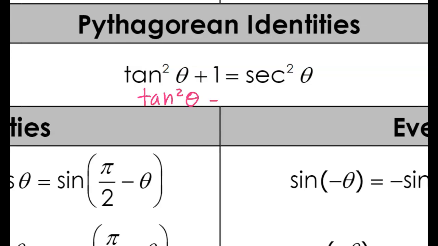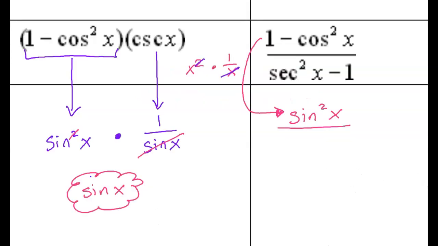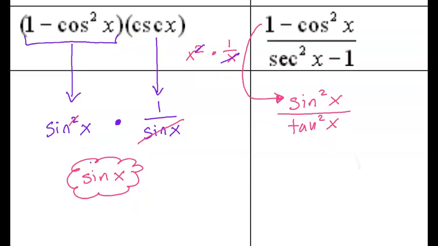tangent squared of theta is equal to secant squared of theta minus 1, which is exactly what we had in our problem, secant squared of x minus 1. So this identity claims that secant squared of theta minus 1 is equal to tangent squared of theta. So in my problem, secant squared of x minus 1 is the same as tangent squared of x. So now, another solid move is, I'm down to sine and tangent, both of the squared forms of those functions.